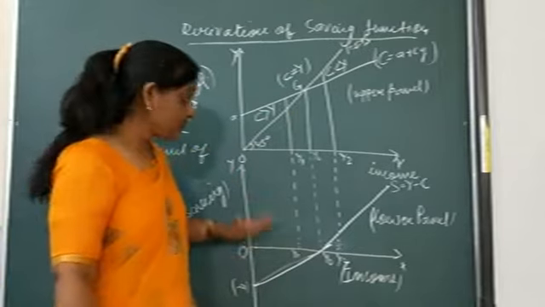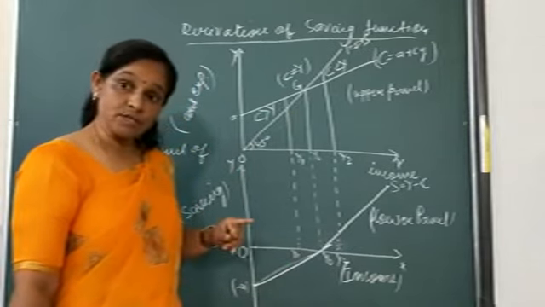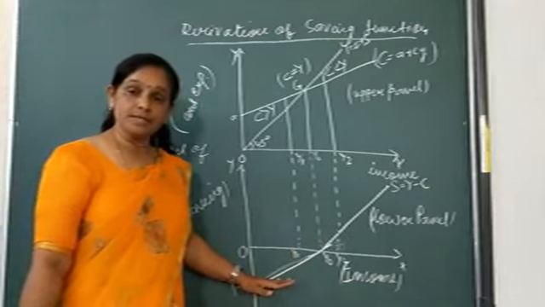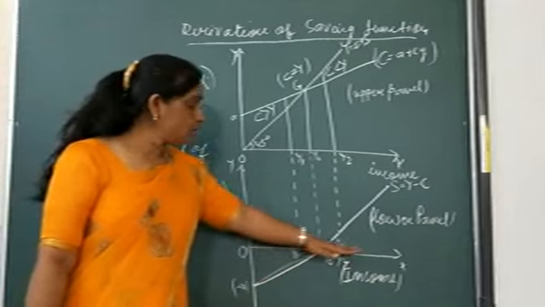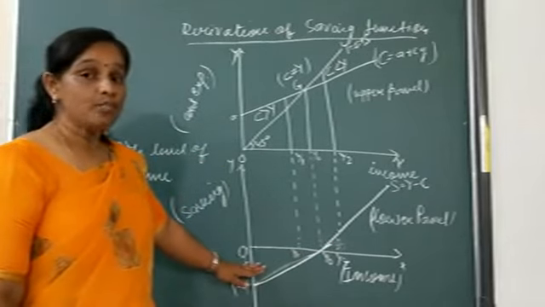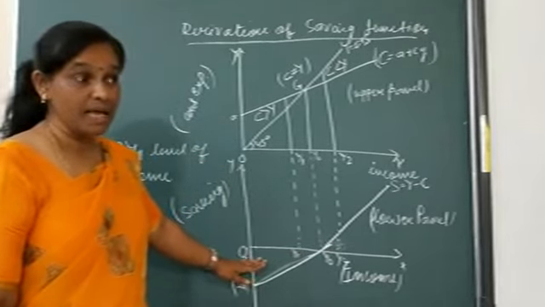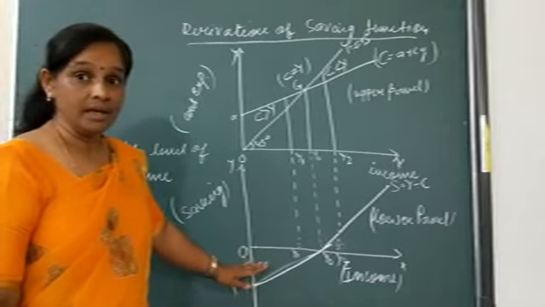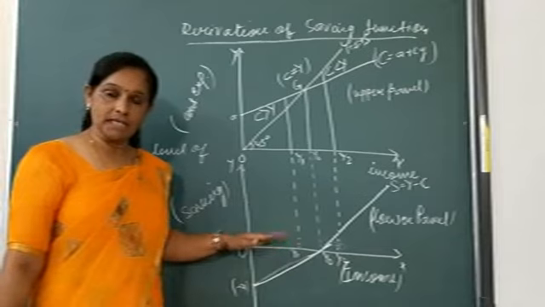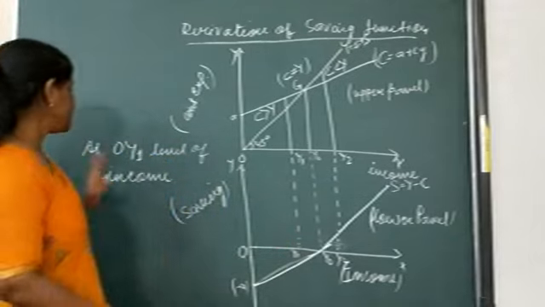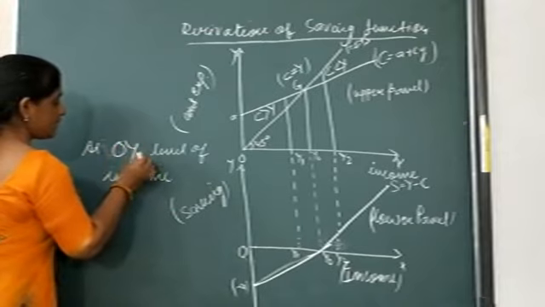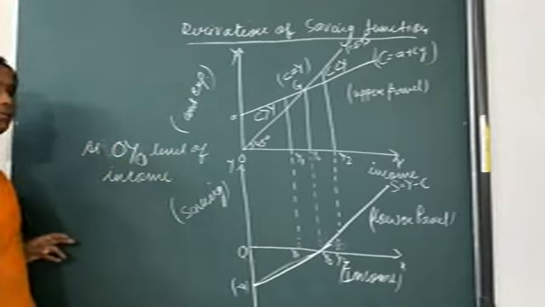That is why the saving line is below the horizontal axis. That is why the saving line is below the horizontal axis, means the saving is negative. Full stop.